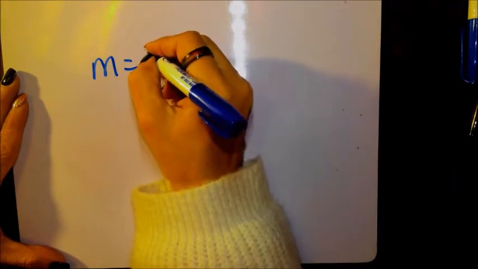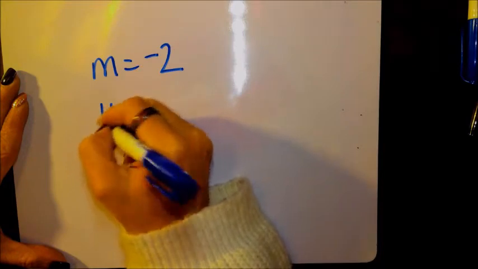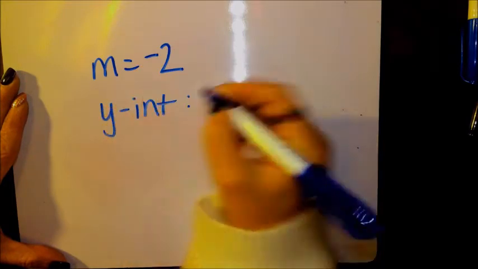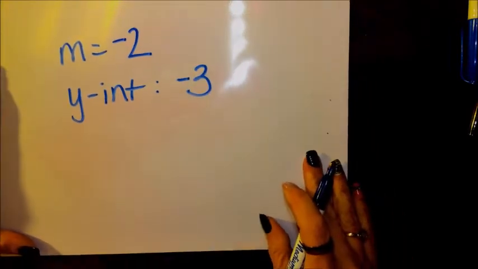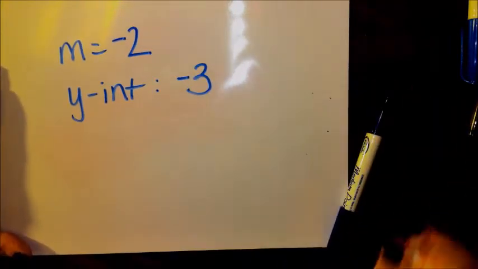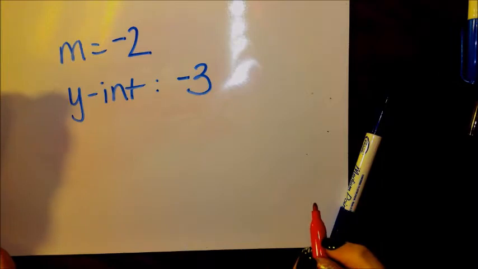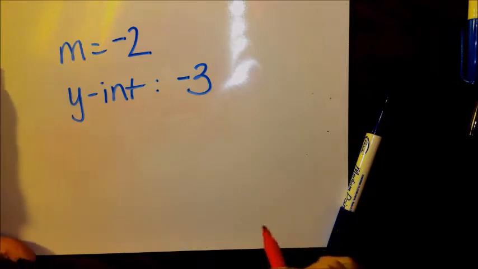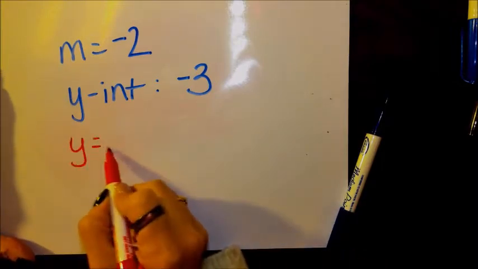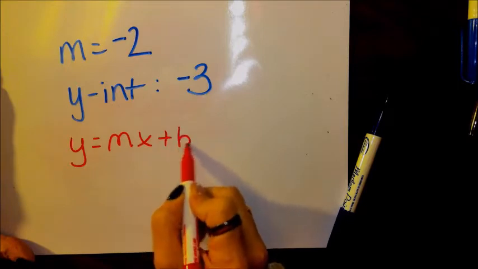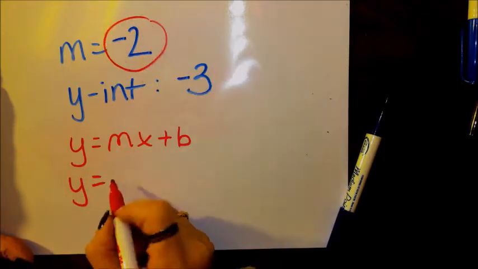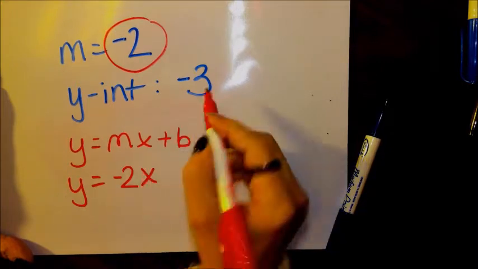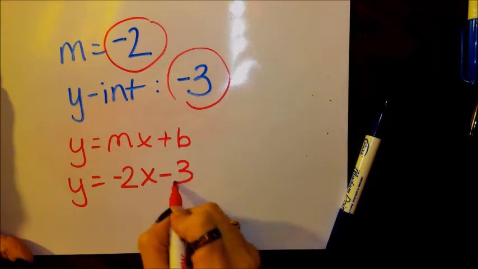Okay, so let me give you an example. If I give you that the slope is, we'll say, -2, and the y-intercept is, we'll say, -3, can you write the equation of a line that passes through those points? I'm going to give you just a second in case you're doing it on your dry erase board. Y equals mx plus b. Y equals m is -2x, b is -3.